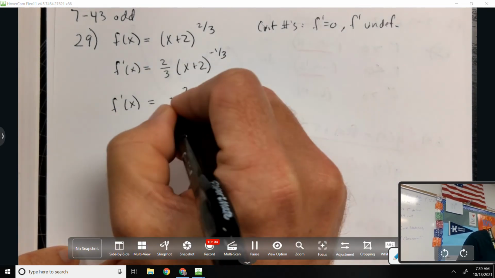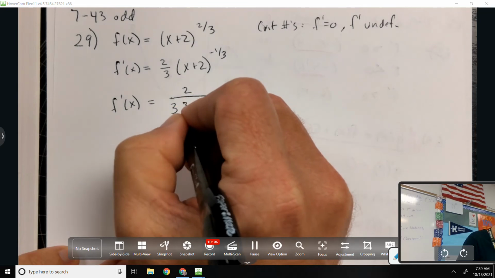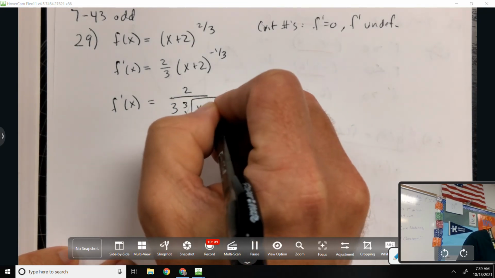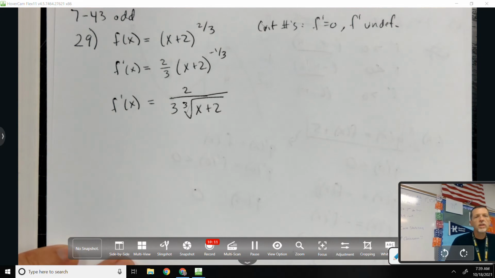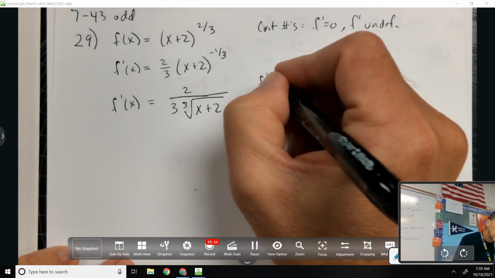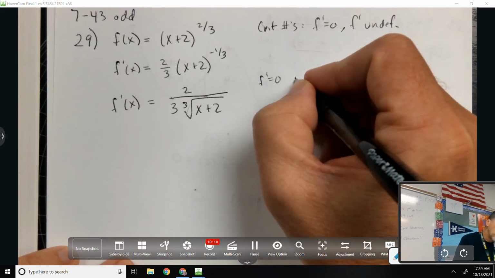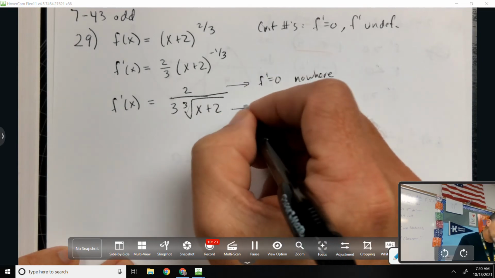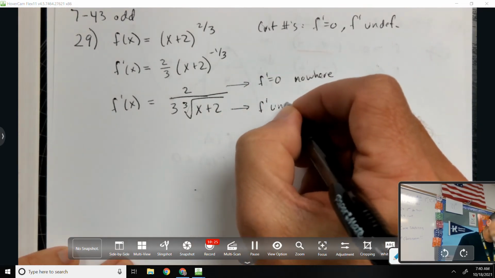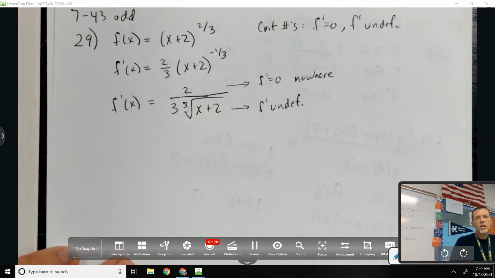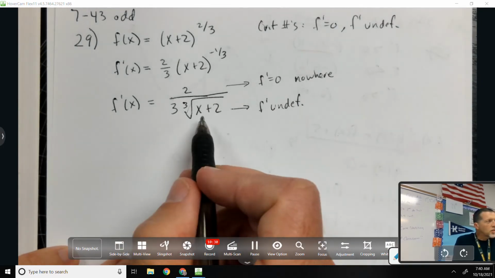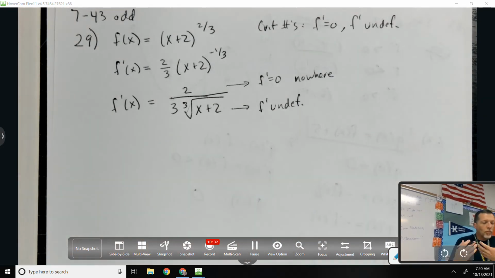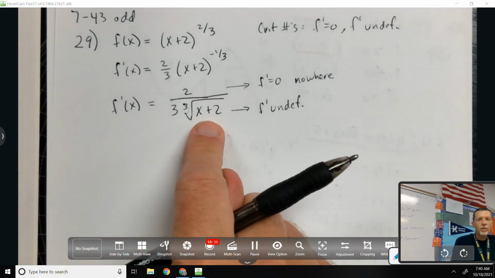So the derivative is 2 over 3 times the cube root of x plus 2. So f prime equals 0. That would be nowhere, because that would be where the top is 0. F prime is undefined when the bottom is 0. So I can set the bottom equal to 0 and work through the algebra steps, or hopefully you're to the point where you can look at that and tell me what value of x would make the bottom 0.